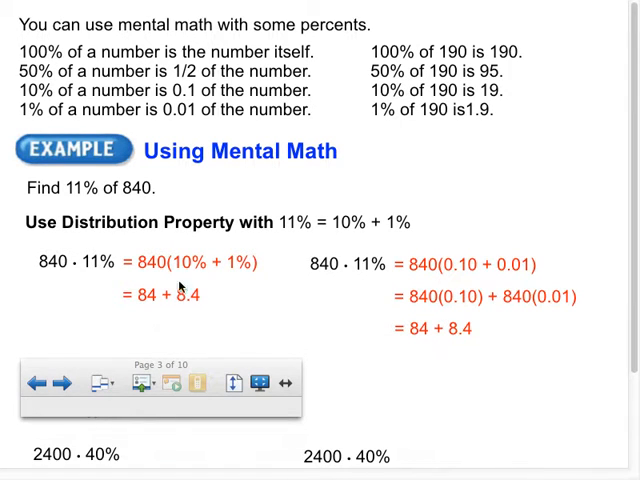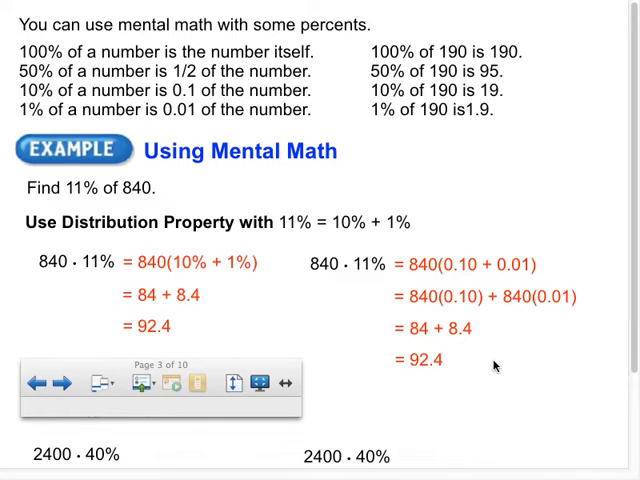And so the final answer, we can add this in mentally, right? 84 plus 8 and 4/10. That's pretty easy to do. Well, 4 plus 8 is what? 12. So that means 84 plus 8 is going to be 92, and then 4/10, right? Okay, so do you see how we're doing that mentally? All right. And then same deal for this.